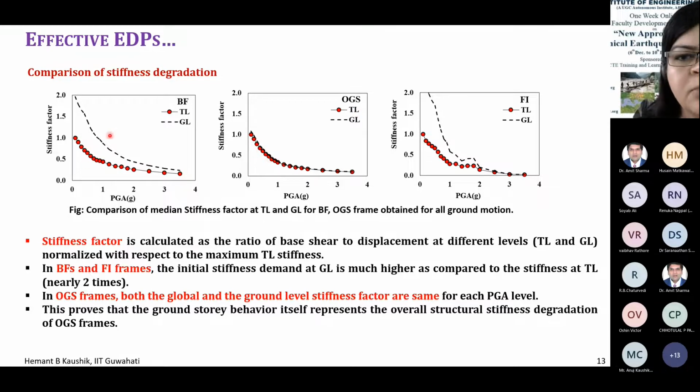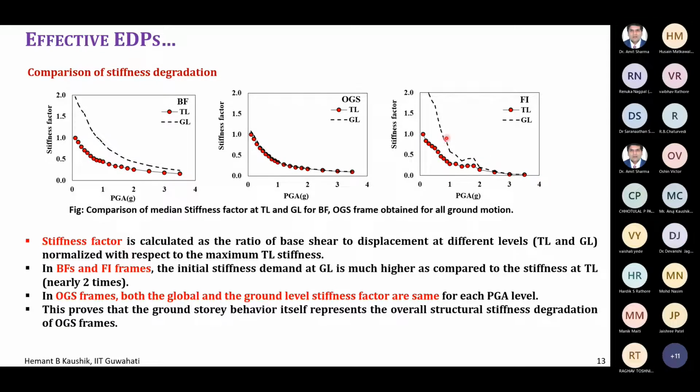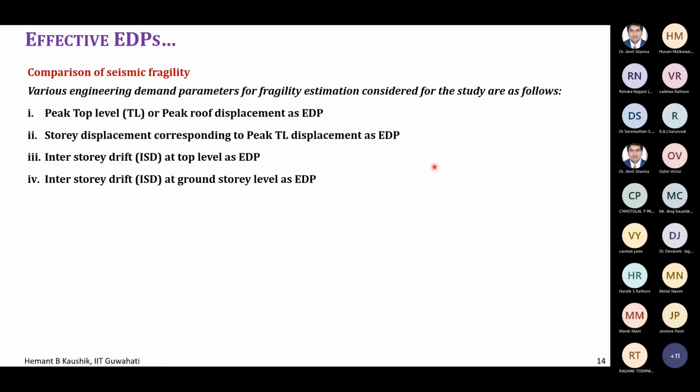But for the bare frame, there is a difference. For the full infill frame, there is a difference. So this clearly shows that open ground story buildings have no influence whatsoever coming from the top level displacement. It is only the ground level displacement that is the influencing factor here. But in case of the bare frame, of course, there is a huge difference between top level and ground level displacement, and in the fully infill frame also. So this again validates our observations.